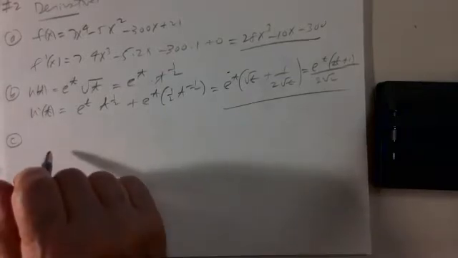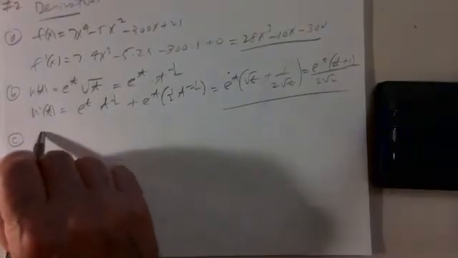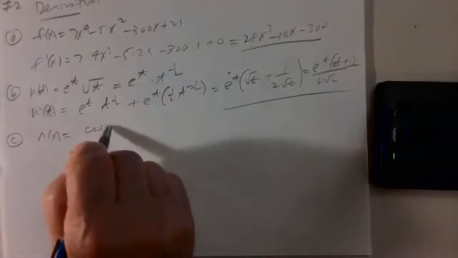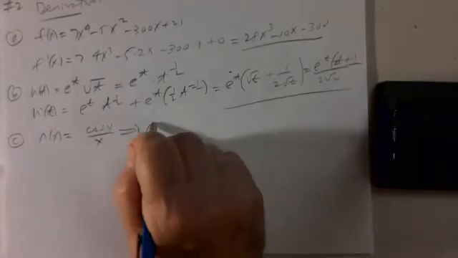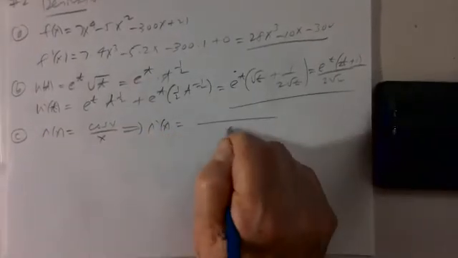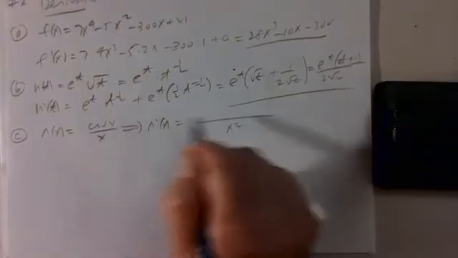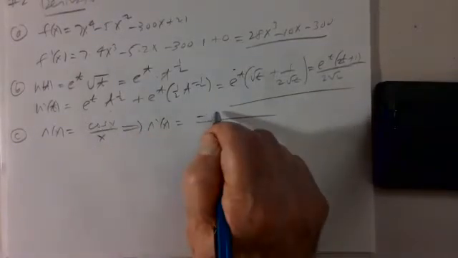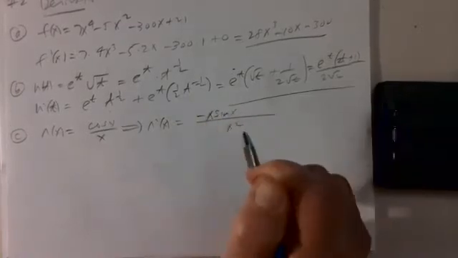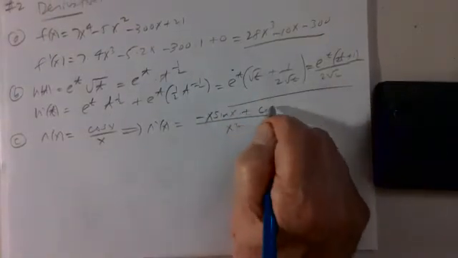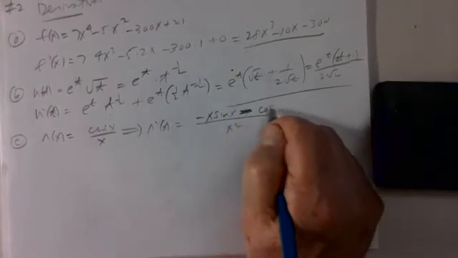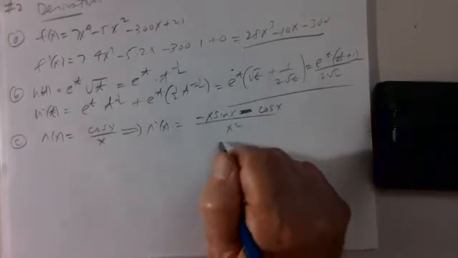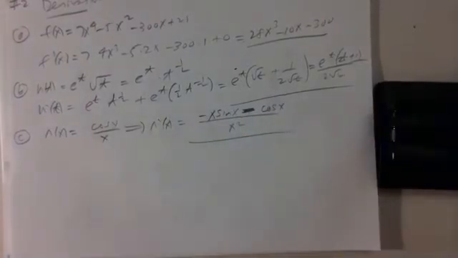C, we have a quotient. R of x is cosine x over x. So by the quotient rule, r prime of x, you have x squared in the denominator, and in the numerator is the derivative of cosine x, which is minus sine x, times the denominator plus minus the numerator times the derivative of the denominator, which is 1. So that's the answer.